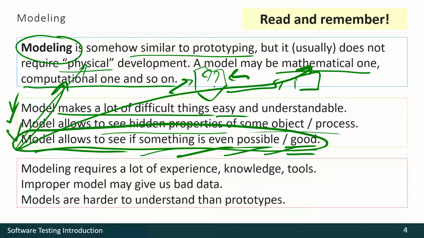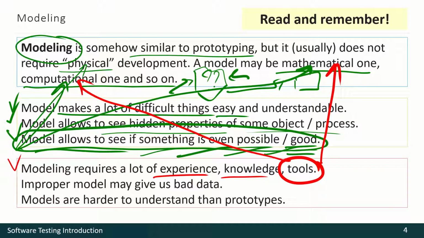Still, there are cons. Modeling requires experience, knowledge, and tools. We need special tools for mathematical, computational modeling, and so on. Modeling is extremely difficult without tools, and sometimes those tools are not easy to build or not cheap to buy. Improper model may give us poor data if we use invalid formulas, bad computational approach, and so on. Our model may show us something wrong.